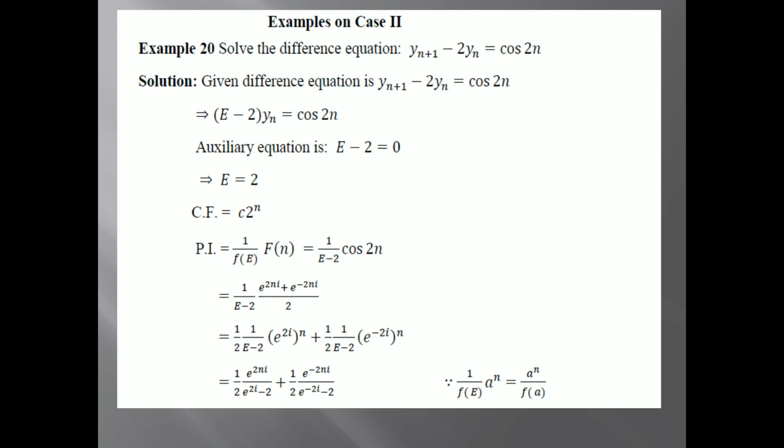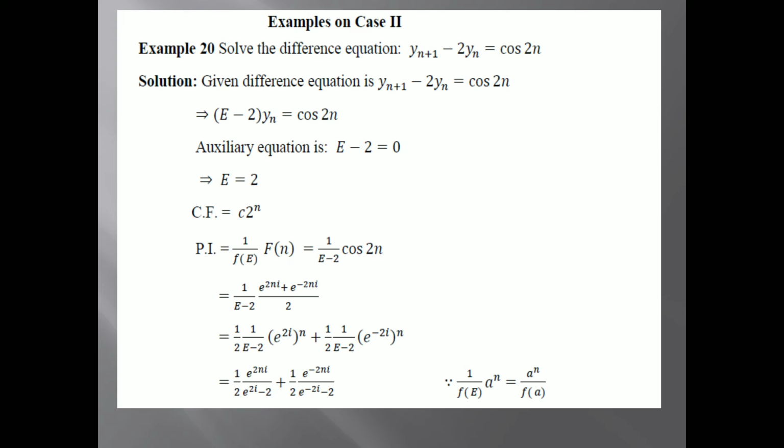Here the given difference equation is equated with cos 2n. Hence the value of capital F of n is cos 2n. So we use case second for finding the particular integral. The given difference equation becomes E minus 2 into y n is equal to cos 2n. So the auxiliary equation is E minus 2 is equal to 0. The root of this auxiliary equation is E is equal to 2. Hence CF is equal to c into 2 raised to n. By using case second, we calculate the particular integral as 1 upon f of E into f of n, which is equal to 1 upon E minus 2 into cos 2n.